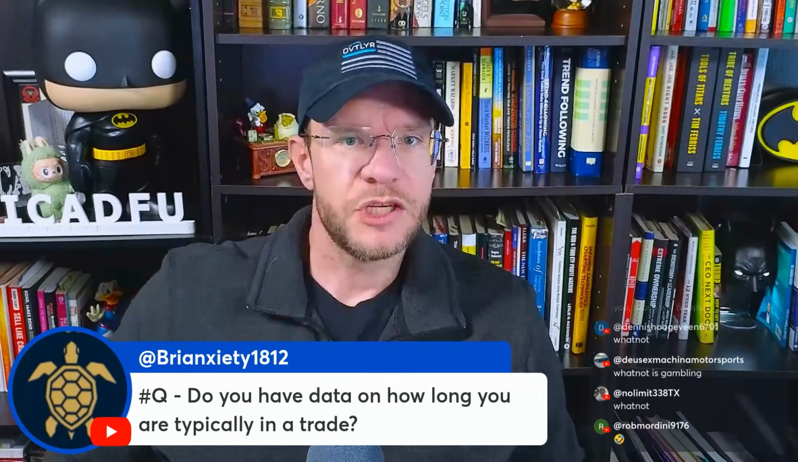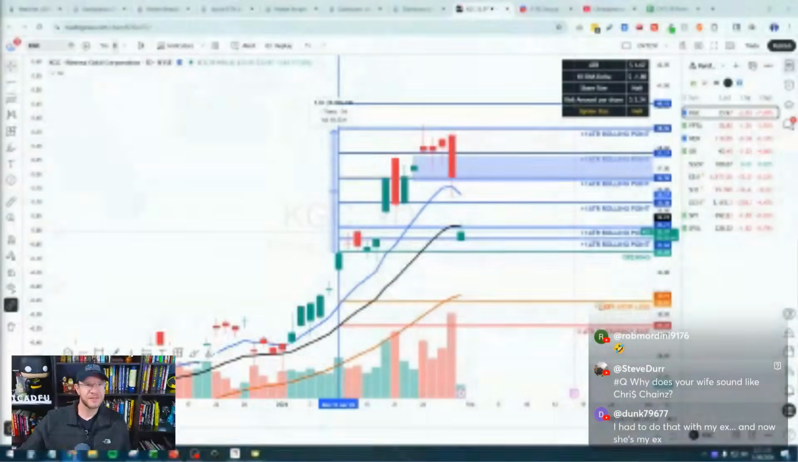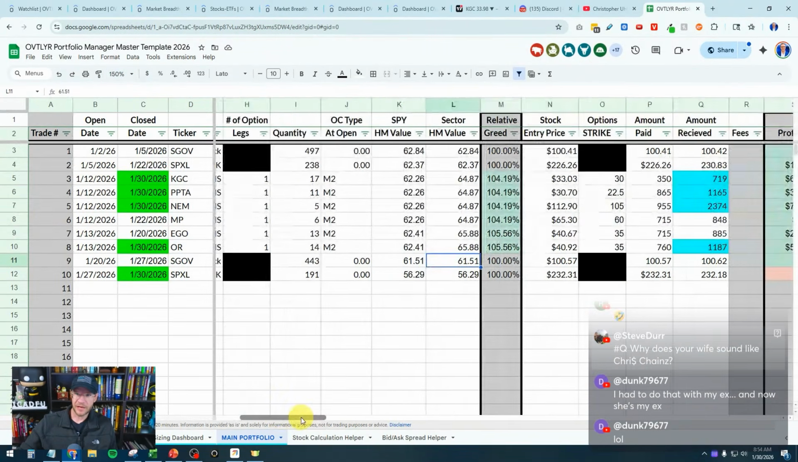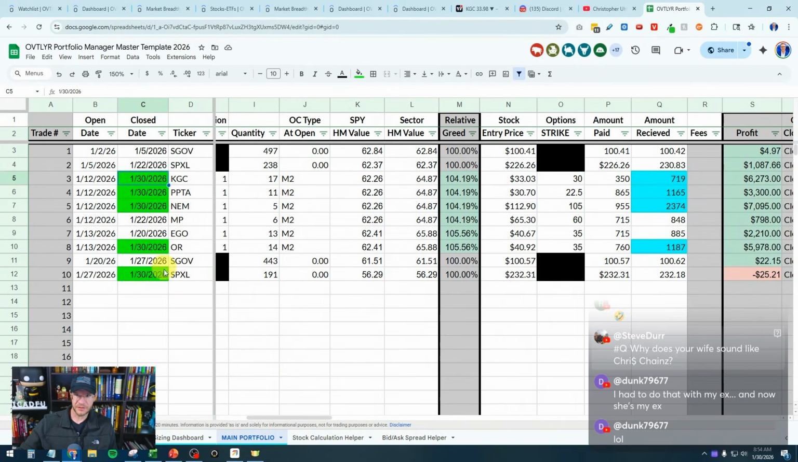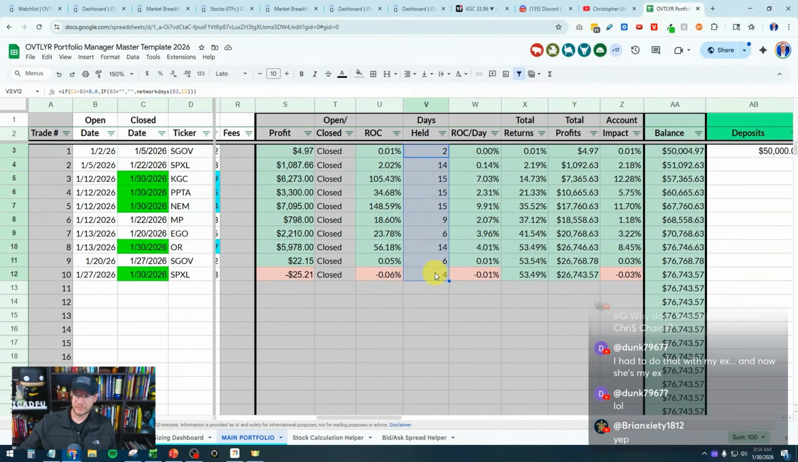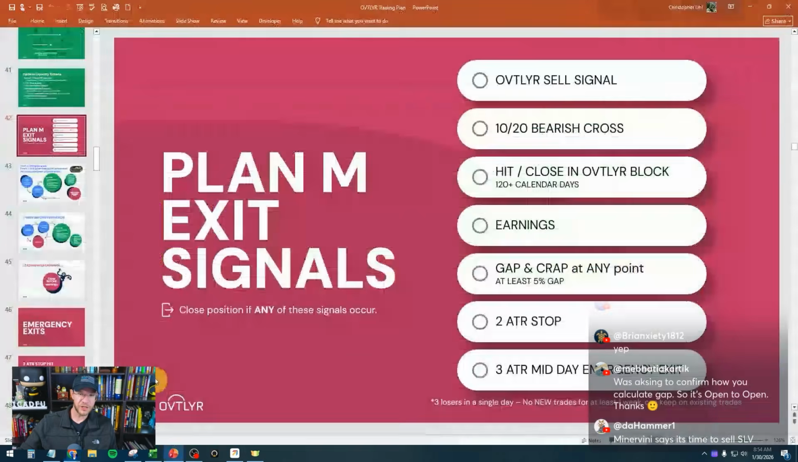Let's see. Do you have any data on how long you're typically in a trade? Okay, Brian Anxiety, you changed your profile picture. So first, we can look over here and we can see actual data. How long are we in these trades? So today is the 30th. So this actually is good to go. How many days am I in the trade? So, taking an average, 10 days. Pretty cool, right? Average 10 days.